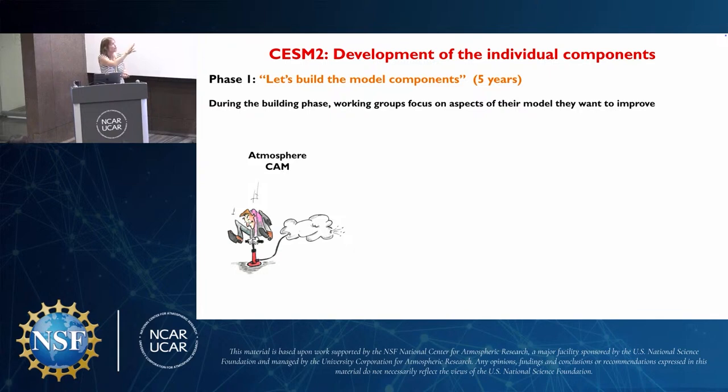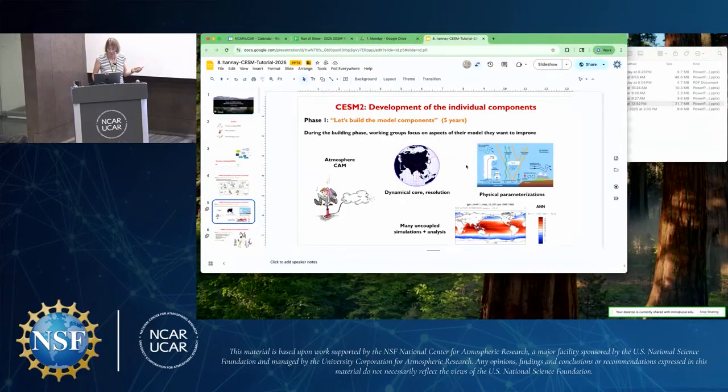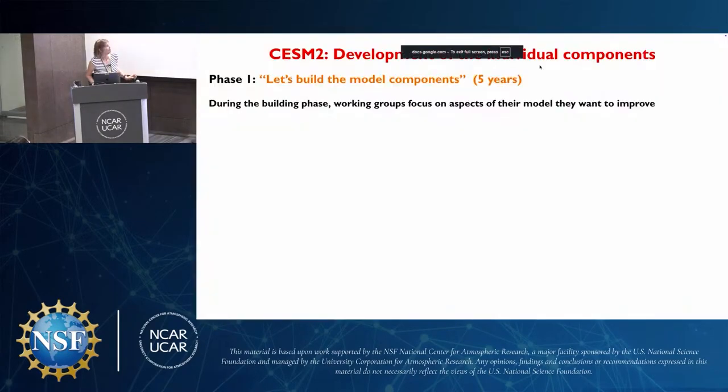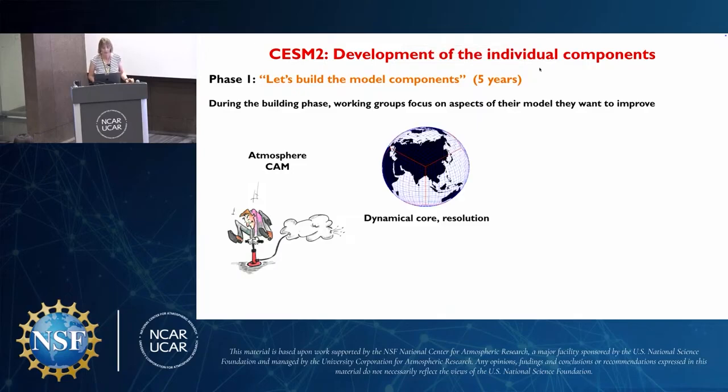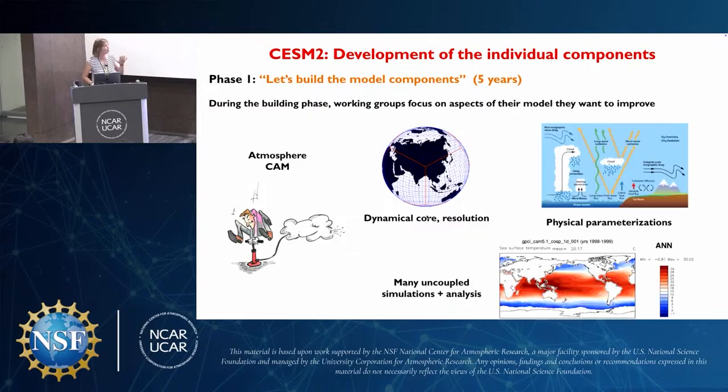What do we do during these 5 years? We focus on aspects that we want to improve. For the atmosphere, we were trying to change dynamical core resolution. Also we played with physical parameterization. We did a lot of uncoupled simulations with the atmosphere only, and we looked at diagnostics. And the other components were doing the same thing.